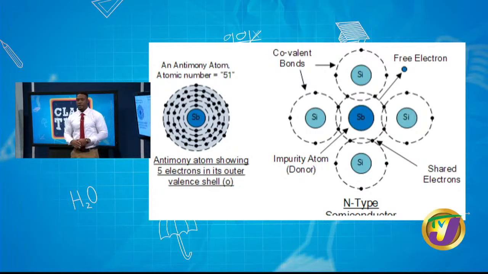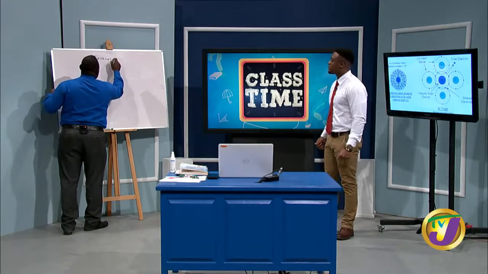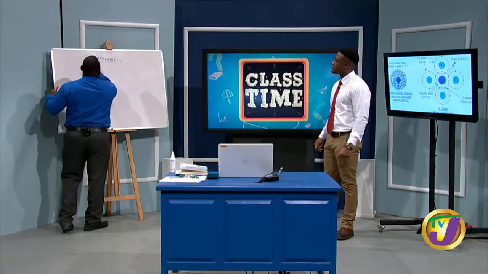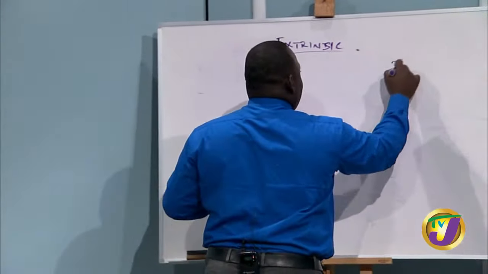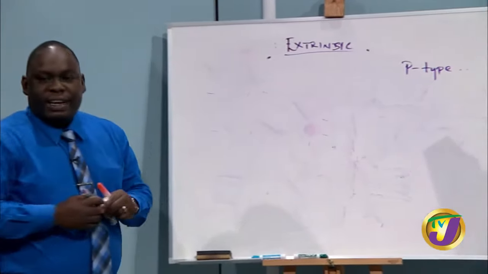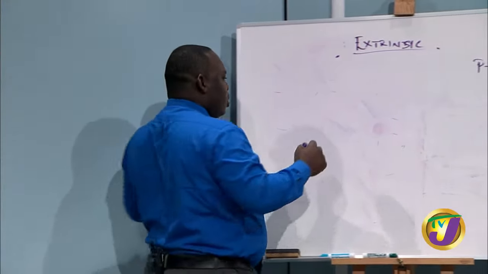Now we'll be moving on to another method of doping with Mr. Myers. All right, so we're still at our extrinsic semiconductor, and now we're going to be focusing on our p-type. We're going to be drawing our atomic structure, or crystal lattice structure, for our p-type semiconductor material.